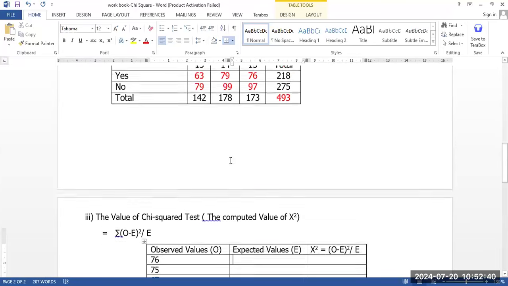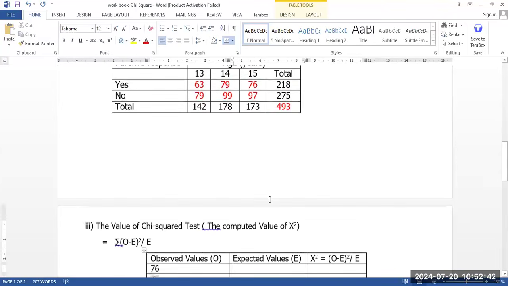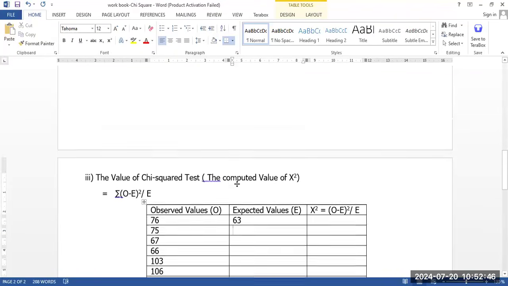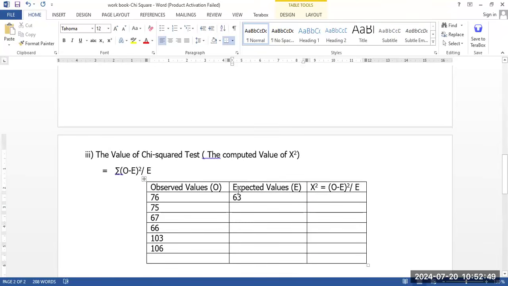So here my first expected value is 63. Then next, 79. Then 76, then 79, 70. Then next, 99, then finally 97. Once you have that, you apply it in the formula.